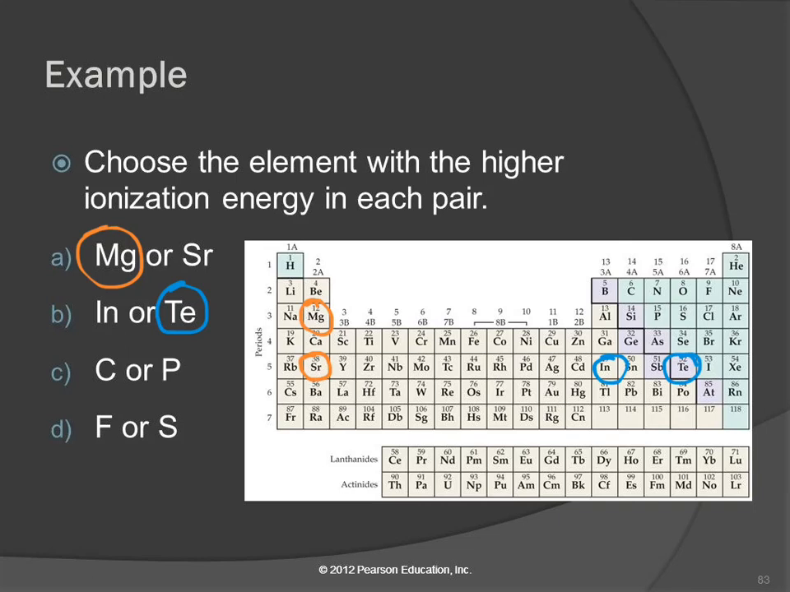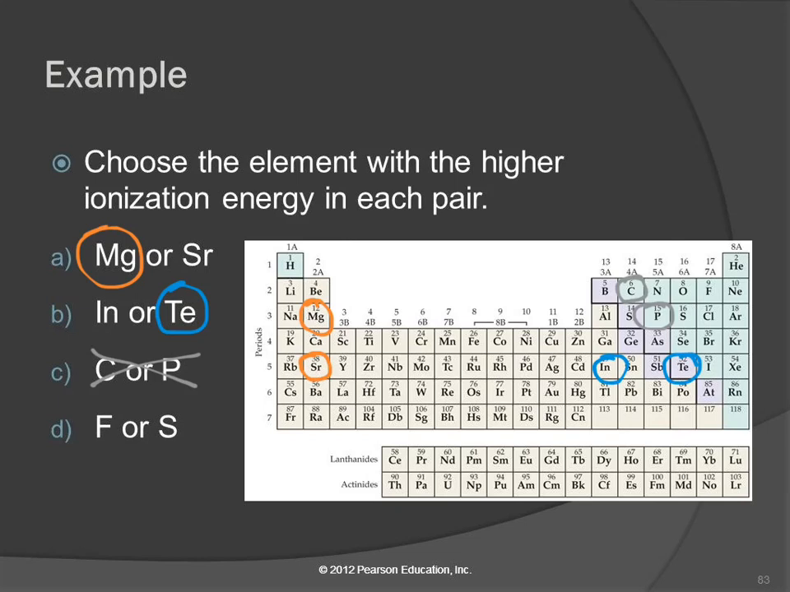How about carbon and phosphorus? Well, going across, we would predict that phosphorus has a higher ionization energy, right? But if we're looking at the group, we would predict that phosphorus has the lower. So we have opposing trends, and so we're going to say we just really can't tell from the periodic table.